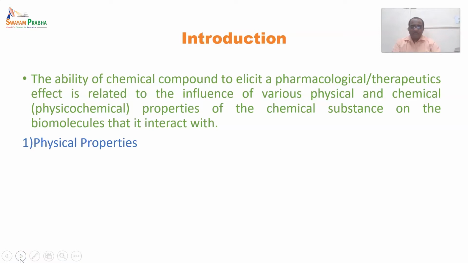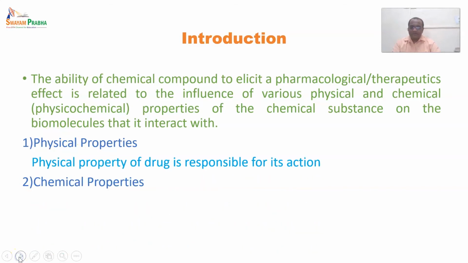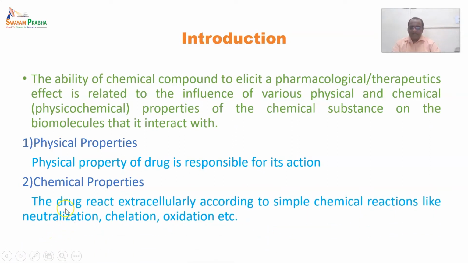So first part, that is physical properties, and next, chemical properties. Both of these are interrelated with each other, because a chemical substance or a drug substance having a chemical structure has certain physical properties. The physical property of a drug is responsible for its action, and in chemical property, the drug reacts extracellularly according to simple chemical reactions like neutralization, chelation, oxidation, and later on it will interact with the biomolecules. Biomolecules are nothing but receptors.